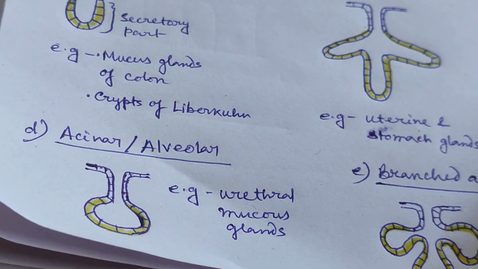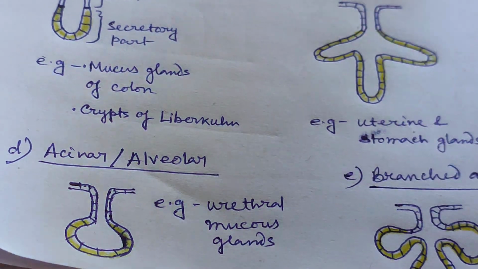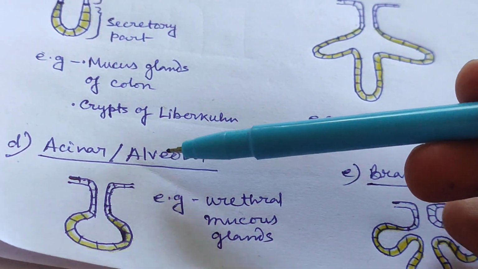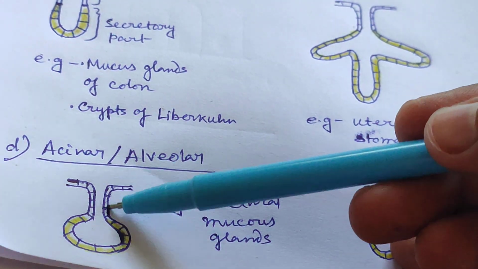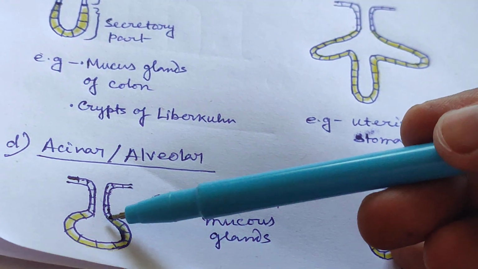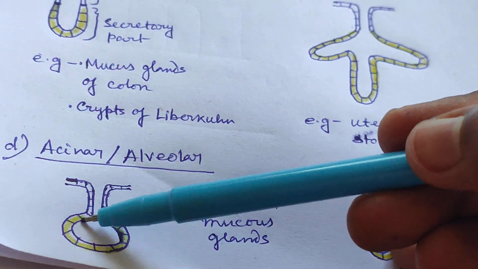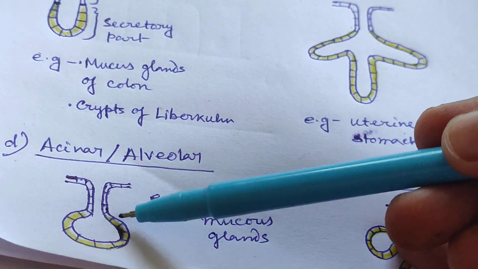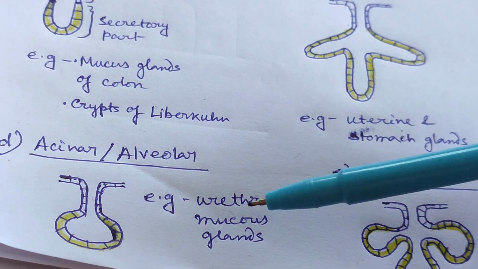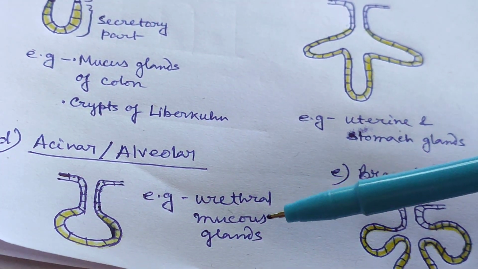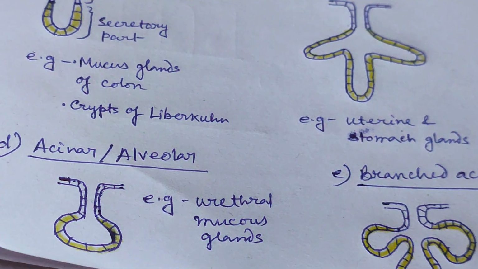Next, coming to the acinar or alveolar gland. In case of simple acinar or alveolar gland, same thing, the duct is unbranched, that is why it is simple, but the secretory portion is cup shaped, that is why we call it acinar or alveolar gland, and they are mainly found in urethral mucus glands.